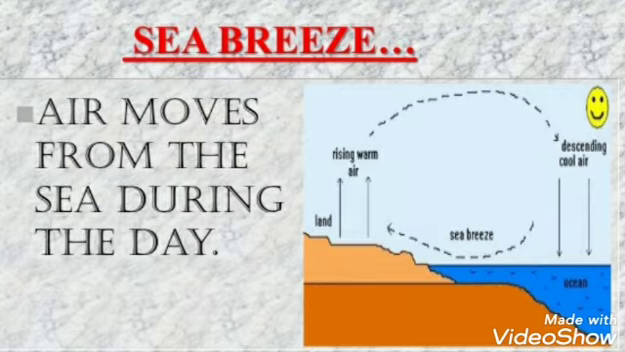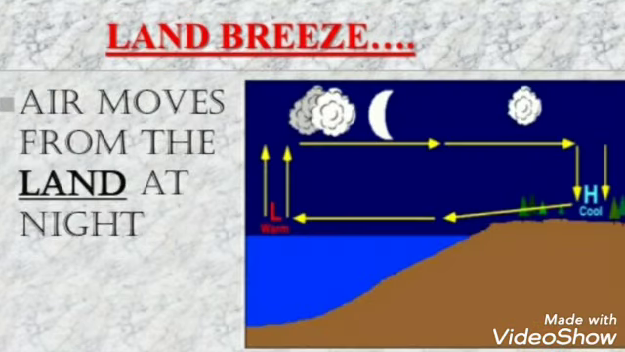Next slide, we see your land breeze. Air moves from the land at night, so your warm air from the sea is going up, and cool air from the land will again take place, and it is entering the sea area. So again, it's a circular motion, but here the circular movement is seen from your land to the sea. And always remember that hot air rises up. I hope it's clear. Hot air rises because your hot air is lighter. Always remember, hot air rises because it's lighter.